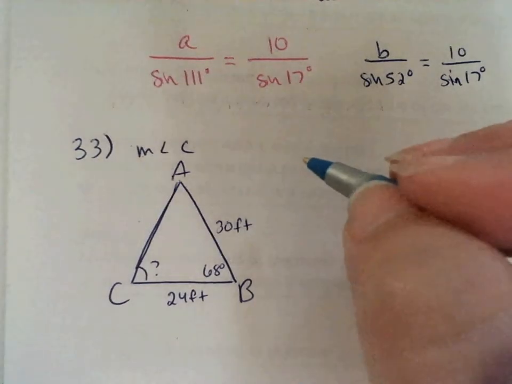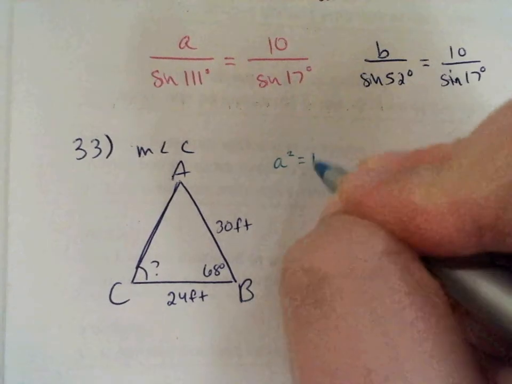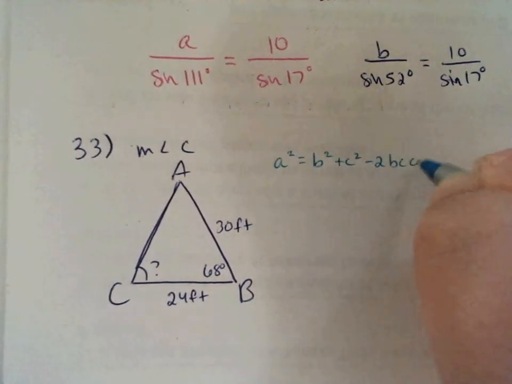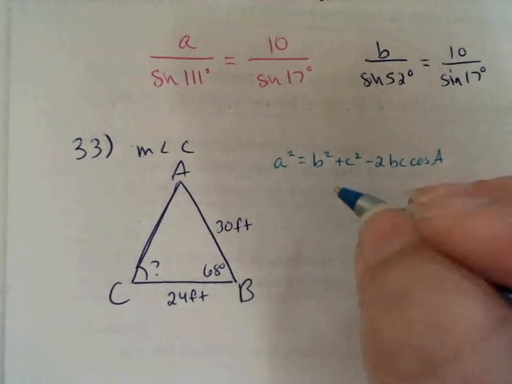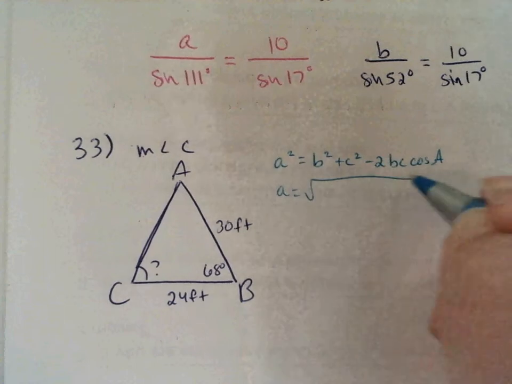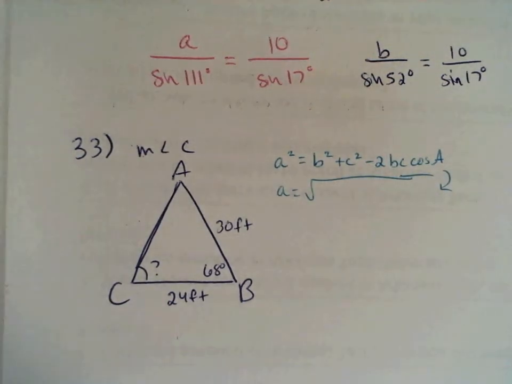Law of cosines, just as a reminder. And I'm going to use A as the normal because it doesn't matter, and then I'll readjust it to what we need. A squared equals B squared plus C squared minus 2BC times the cosine of angle A, or side A equals the square root of all that, right? A equals the square root of all that.